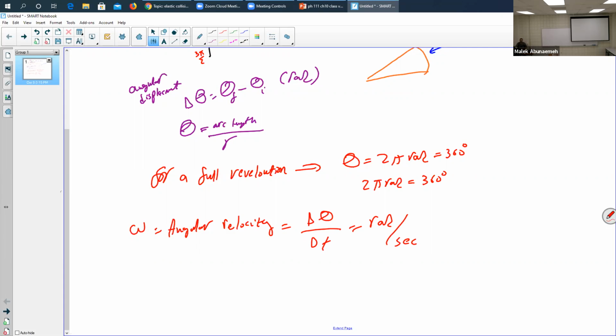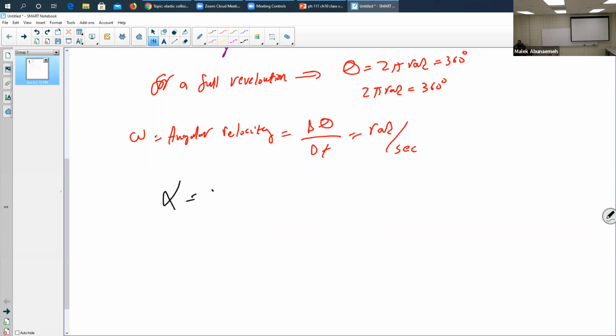Now, when something has a velocity, that means it has a what? An acceleration. So we need to define something called alpha, which is your angular acceleration. Kind of like acceleration was velocity over time, this is your change in angular velocity divided by your change in time, which is omega final minus omega initial over t final minus t initial.